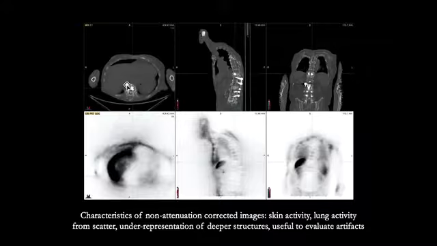Frequently, when there are hyperdense foci on the CT from vertebroplasty cement or prior internal fixation, sometimes even IV contrast or dental fillings, there can be attenuation correction artifacts showing up as FDG avid foci. So in those situations, we evaluate the non-attenuation corrected images to confirm that there is no abnormal FDG uptake in those regions. The characteristics of non-attenuation corrected images include skin activity, lung activity from scatter, underrepresentation of deeper structures, and these are useful to evaluate for artifacts.